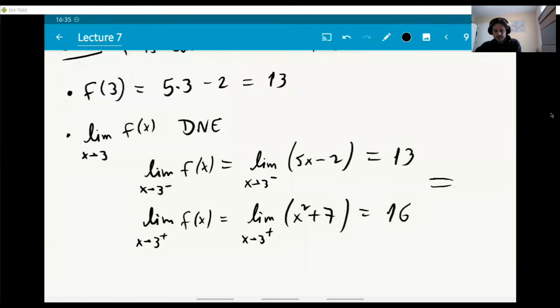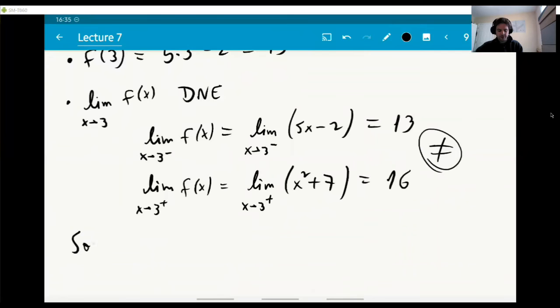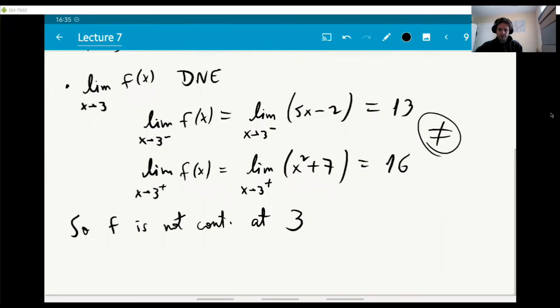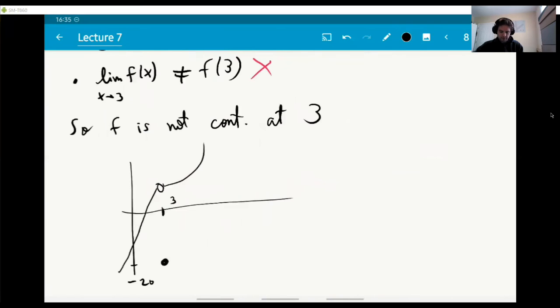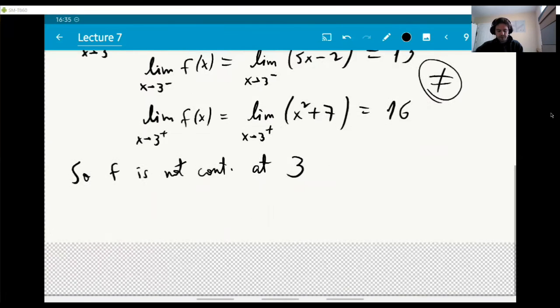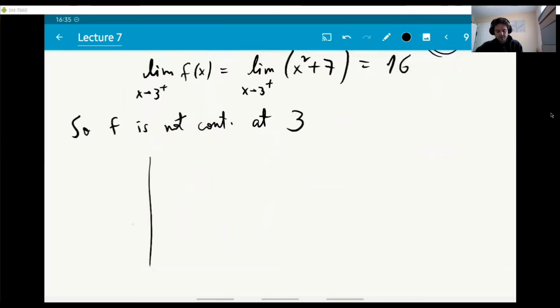These are different values, so the limit does not exist, which means f is not continuous at 3. Did I write it correctly? Yes. What is the graph doing now? Once again, there is the linear part, and the value of f of 3 is given by the linear part. But then the parabola joins a little too high. The graph is jumping.